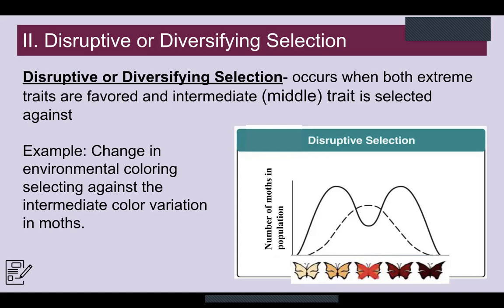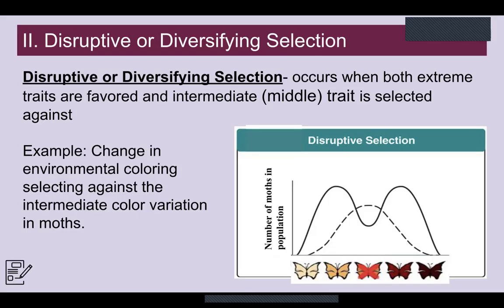Now, this is super rare, but one example could be a change in environmental coloration from an invasive species or a plant die-off or something like that. And that color now favors the extreme ends of the color spectrum and selects against that intermediate color. So in this case, at the bottom, you have tan, orange in the middle, and kind of dark orange or dark brown on the right.